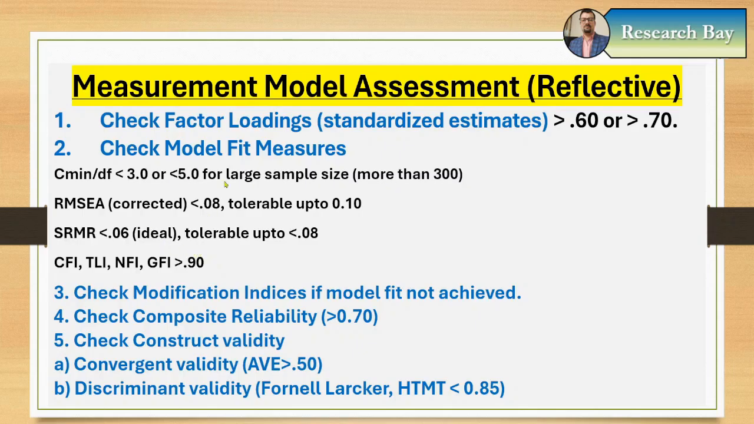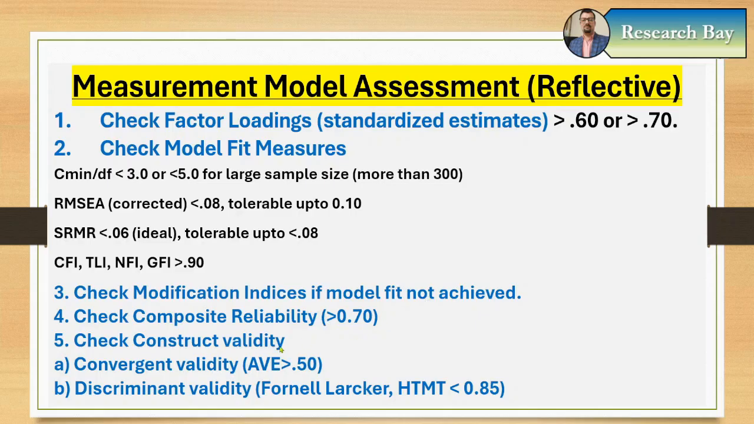Once our model fit is okay, then we move on. If model fit is not achieved, then you check the modification indices and you correlate the error terms which are high. Then you check the composite reliability. It should be greater than 0.70.